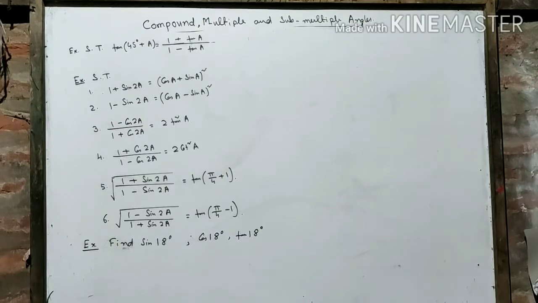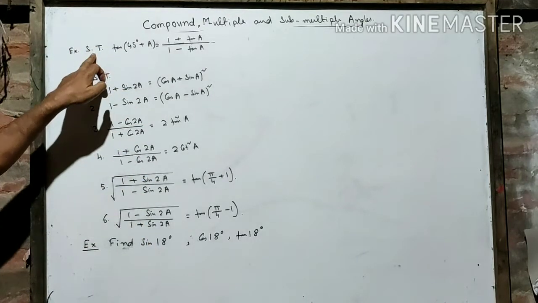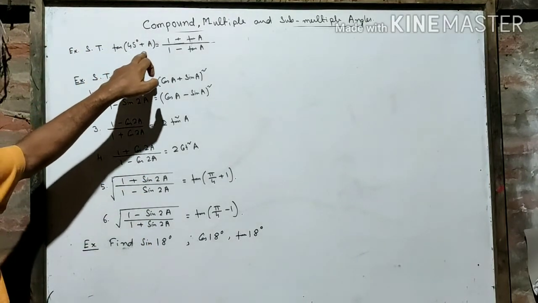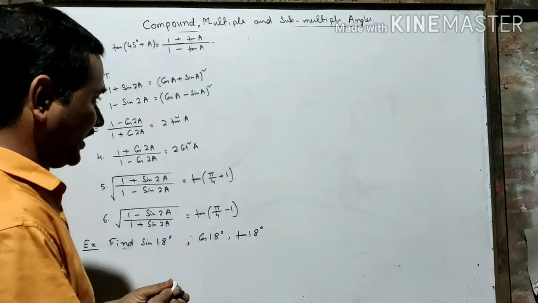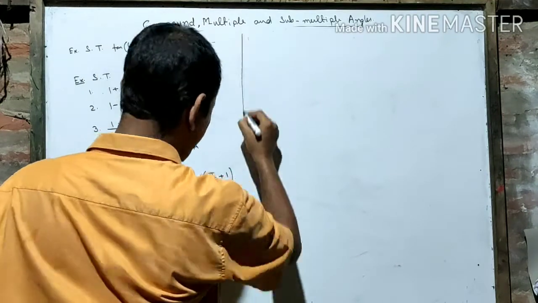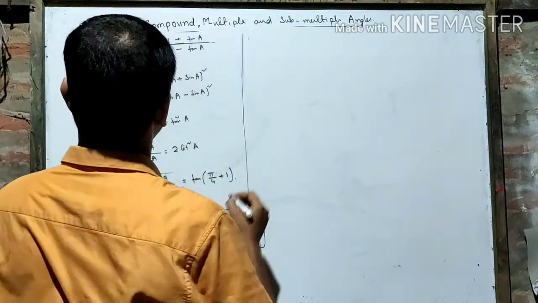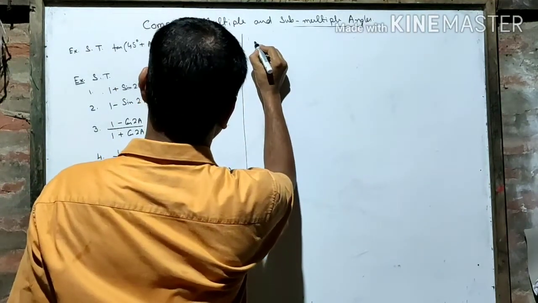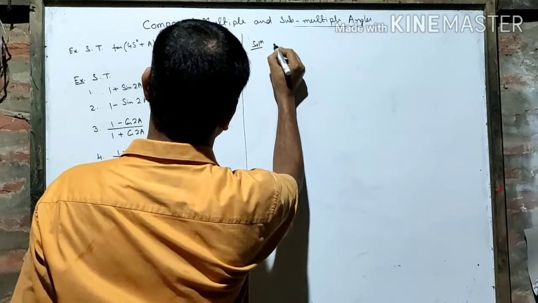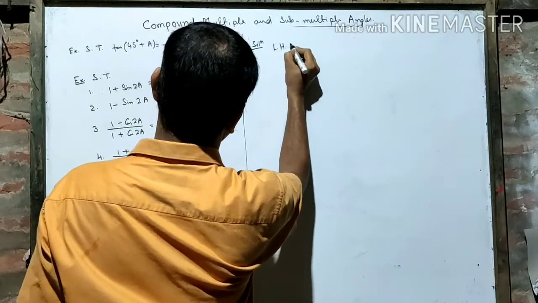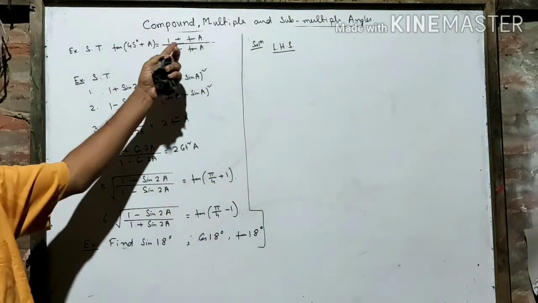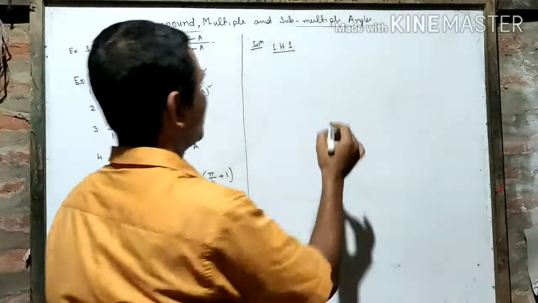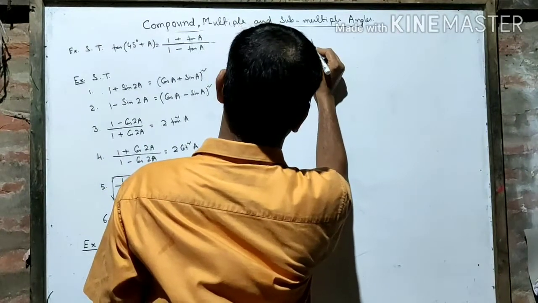Next, we are going to solve these problems. First one is: show that tan of 45 degree plus A is equal to 1 plus tan A by 1 minus tan A. Let us solve it. Let us start from the left hand side. We are asked to show that tan of 45 degree plus A equal to 1 plus tan A by 1 minus tan A. So we start from the left hand side.